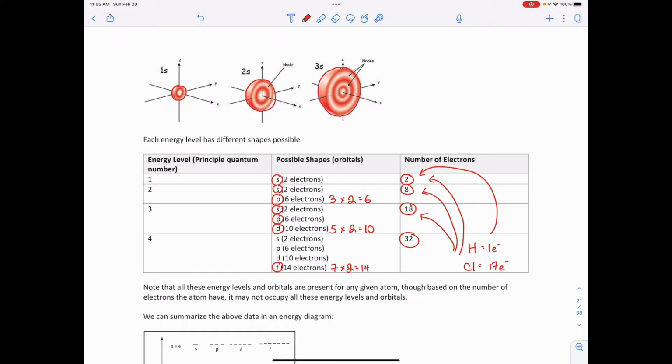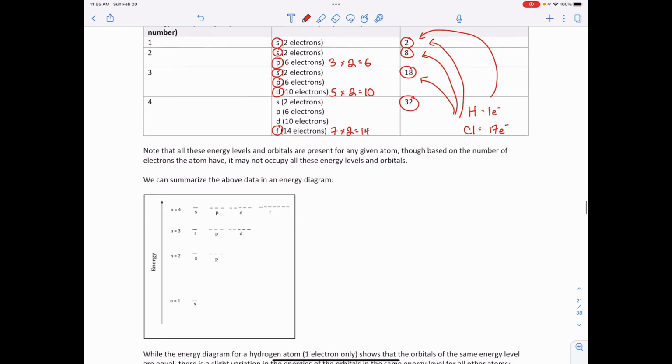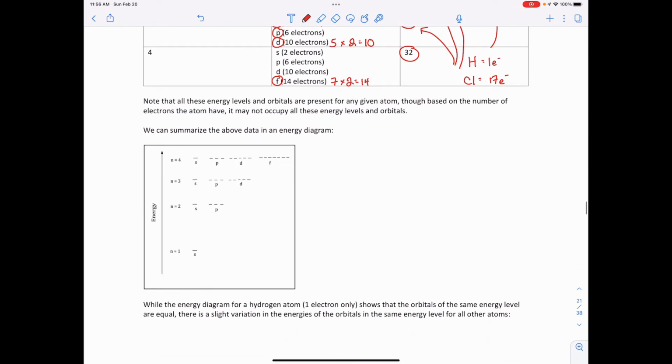And so I like to summarize all those numbers with a diagram here, and I like to use an analogy of a hotel room to describe this diagram. At the very bottom, energy level 1, we only have the s orbital available. At energy level 2, we have our s and our p orbitals. At energy level 3, s, p, d. At energy level 4, s, p, d, and f.